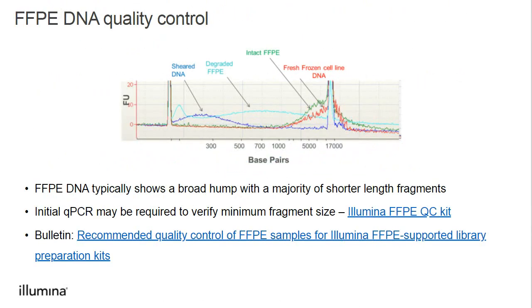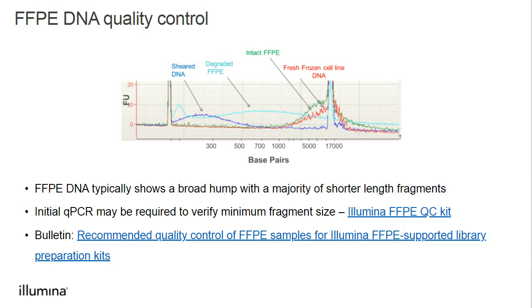So let's talk about DNA quality control. This is an example bioanalyzer trace we see at the top. I just put this here demonstrating the variability between FFPE samples. We see that there's a green line there showing a more intact, high quality sample. It has a lot of high molecular weight fragments versus a more degraded FFPE sample in that light blue line, which has a broad range of fragments, including a lot of smaller fragments.